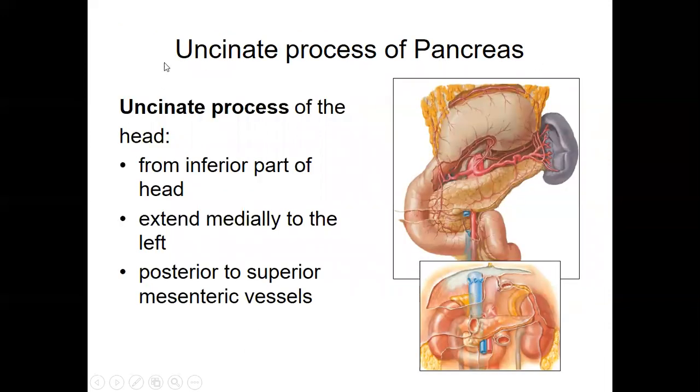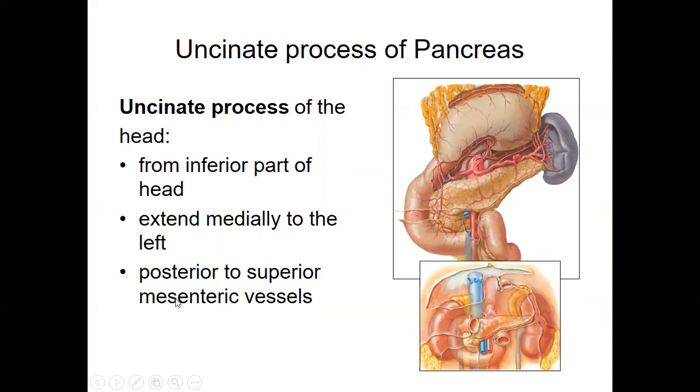The uncinate process of the head actually arises from the inferior part of the head. It extends medially, going toward the left.